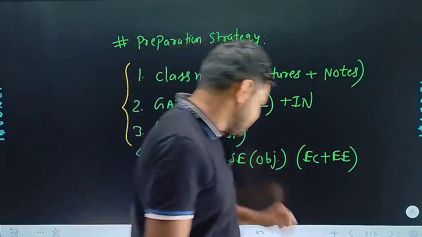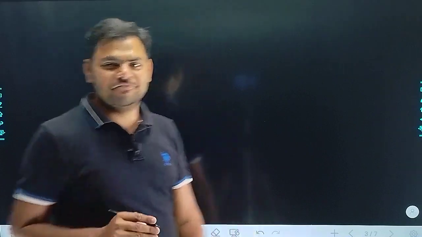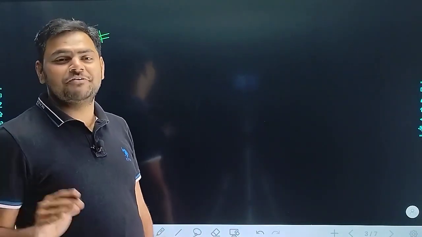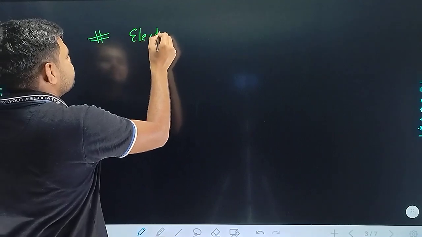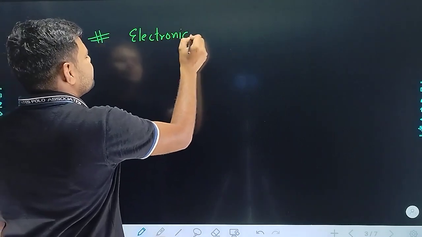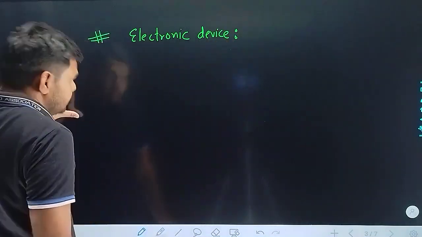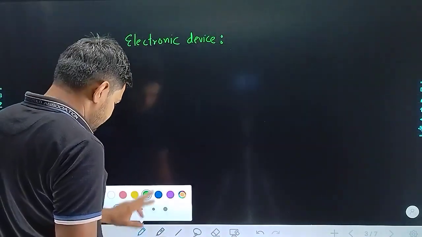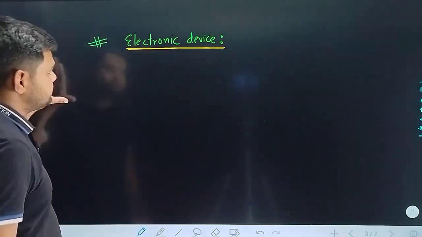Okay, so let's start a discussion with some basic definitions. And I hope you all are very much clear about this definition, but I'm just explaining for my satisfaction. Okay, so let's write the very first definition, and maybe you are not aware of that. Don't worry, I'm here to explain each and everything. So write the heading electronic device. What is electronic device?